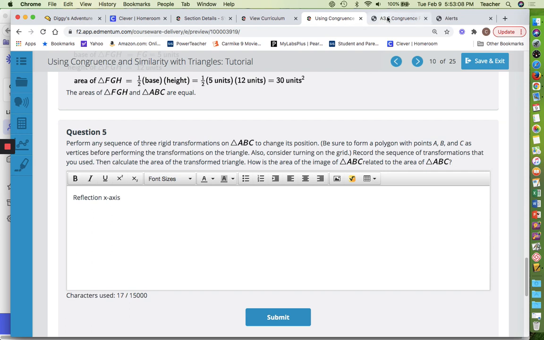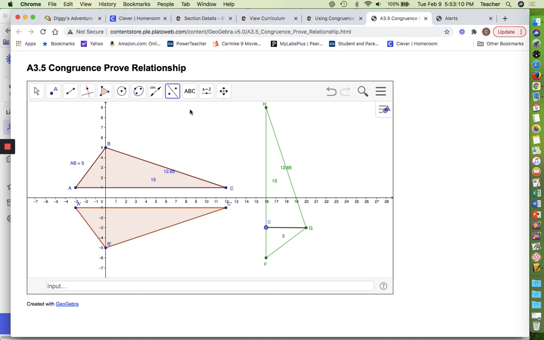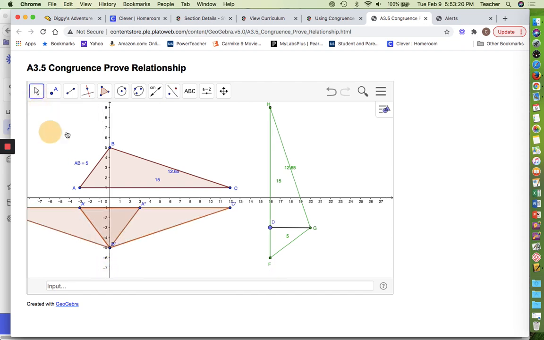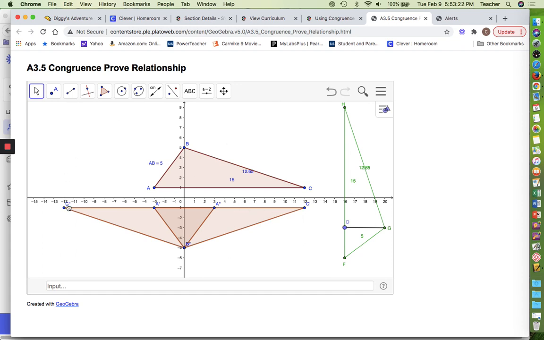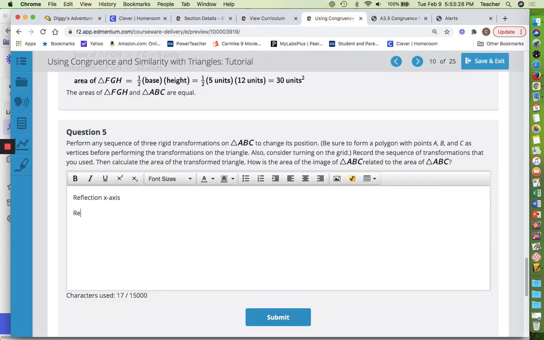All right, what do you want to do now? Another reflection? Yeah, let's do another reflection. Reflection across the line. So I'm going to reflect this figure across the y-axis. Boom. Move that over so you guys can see. So all I did is go woo over here. So it just flipped over. All right, so I did a reflection across the y-axis.